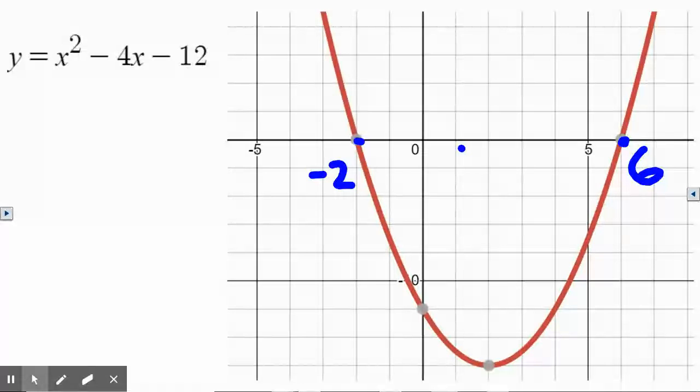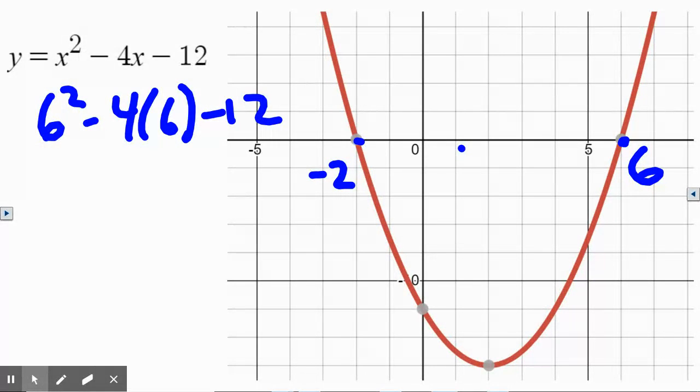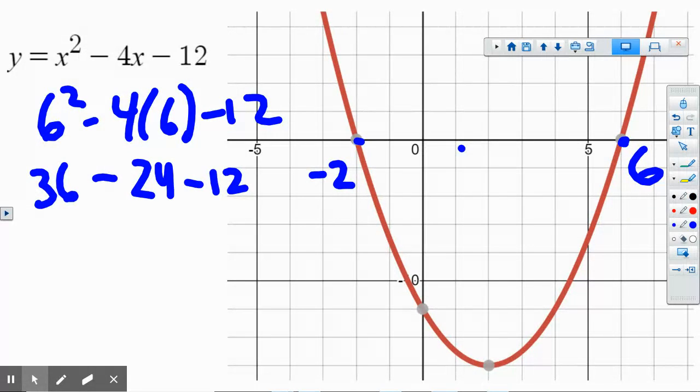So that means that if I put a 6 in for x, 6 squared minus 4 times 6 minus 12 should equal 0, because that's where it crosses the x-axis. We could double check this real easily and say 6 squared is 36, 4 times 6 is 24, minus 12. 36 minus 24 is 12, minus 12 is indeed 0. The same thing would be true if we put a -2 in there. That's what makes them solutions.